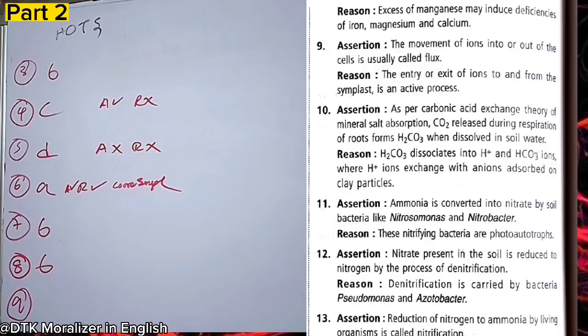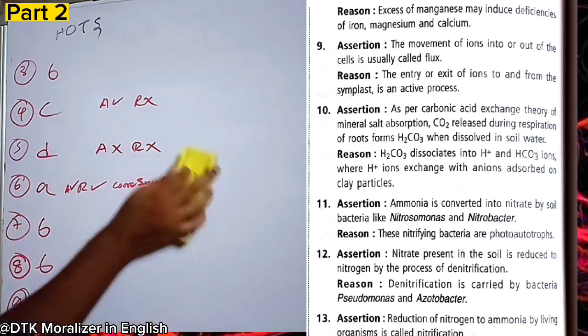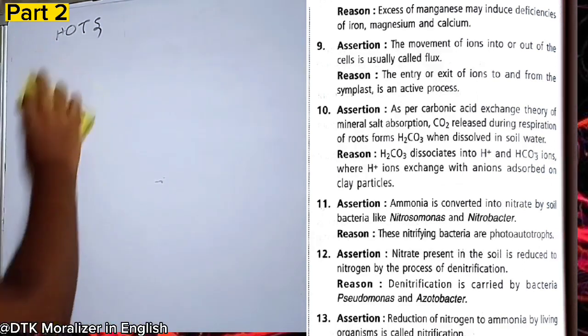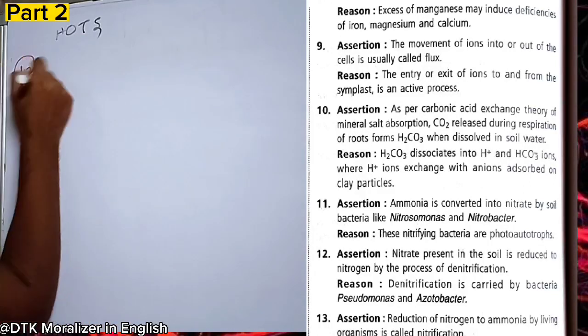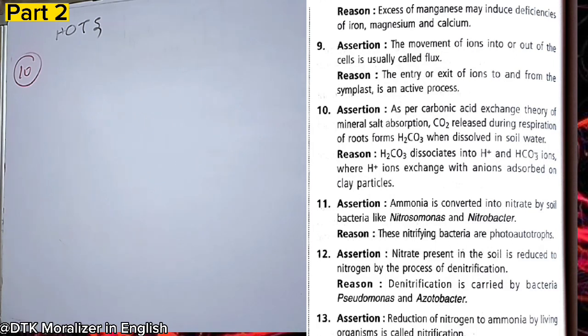Now question number 9. The movement of ions into or out of the cells is usually called flux. The entry or exit of ions from the symplast is an active process. Both are right, but not a correct explanation, because the movement of ions is mentioned in the assertion, but the reason is not regarding the symplast. So the reason is not correct for that. So option B for 9.